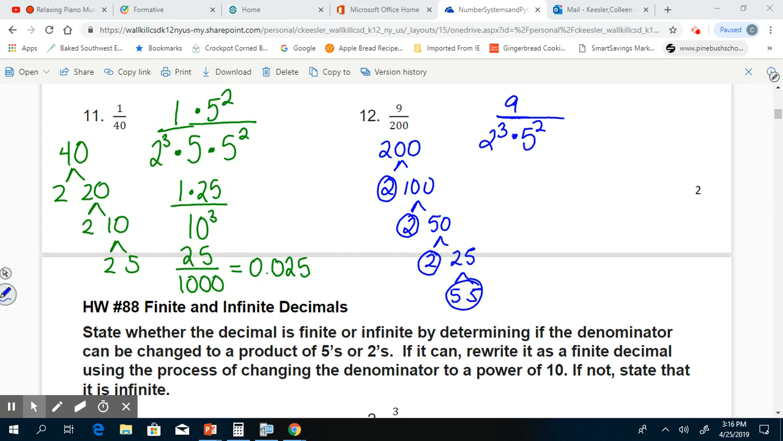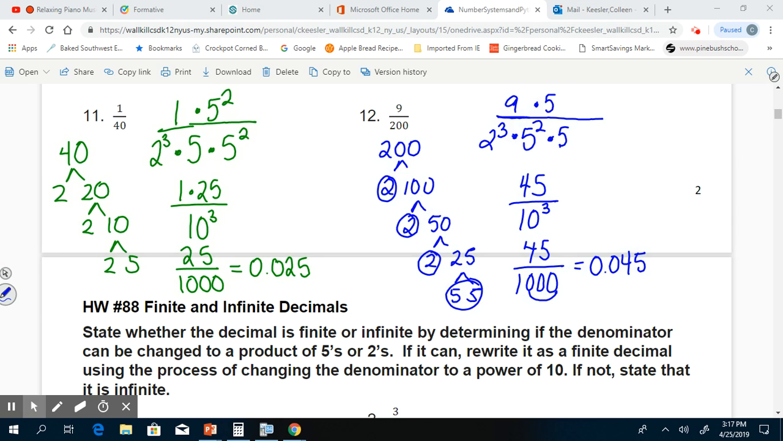I need to balance my 2's and 5's, so I need one more 5. Whatever I do in the denominator, I have to do in the numerator to keep it the same. So that gives me 9 times 5, which is 45, over 10 to the third, which is 45 over 1,000. And again, I have 3 zeros here, so I need 3 places behind the decimal, which is going to give me 0.045 or 45 thousandths as my final answer.